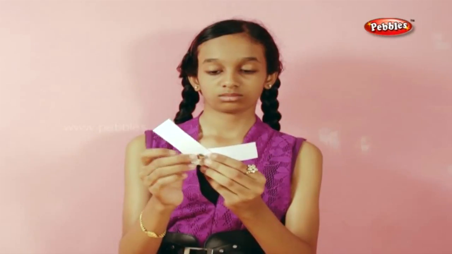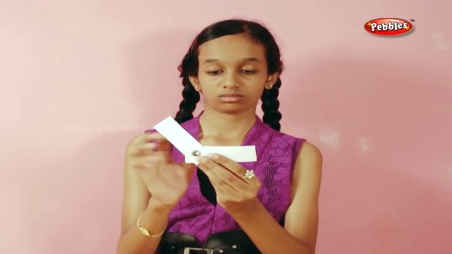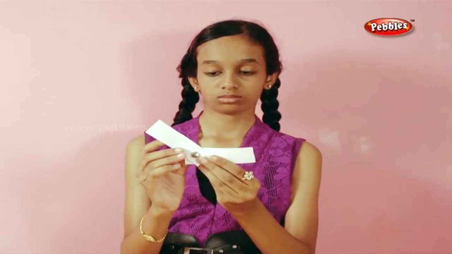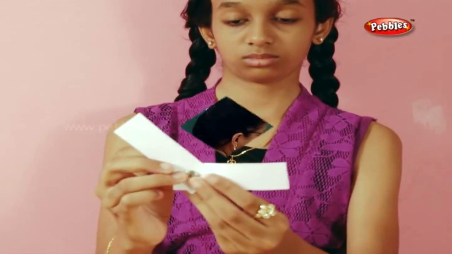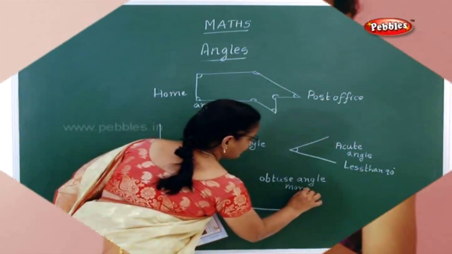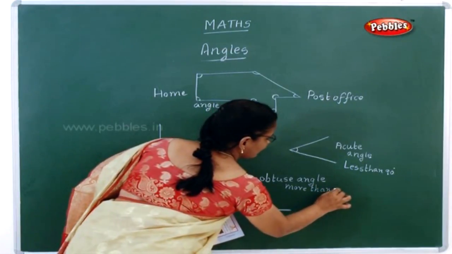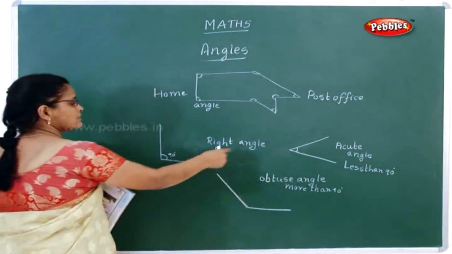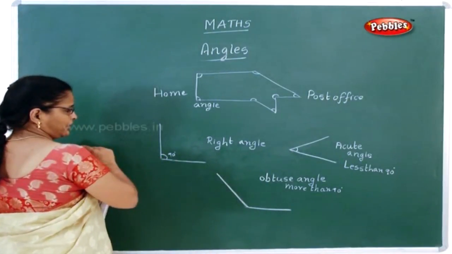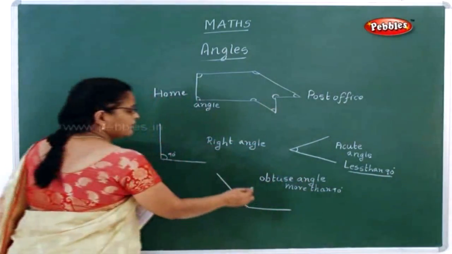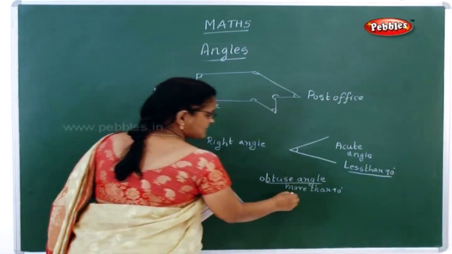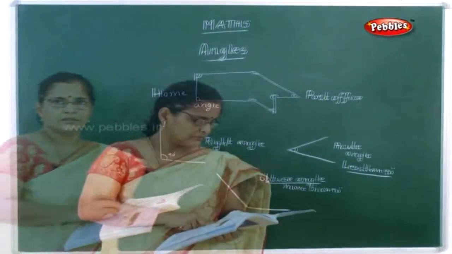The next in the angle tester, there is one more angle. This you call the obtuse angle, and this angle is more than 90 degree. So there are three angles. That is right angle, which is equal to 90 degree. Another one is acute angle, which is less than 90 degree. And the next one is the obtuse angle, which is more than 90 degree.